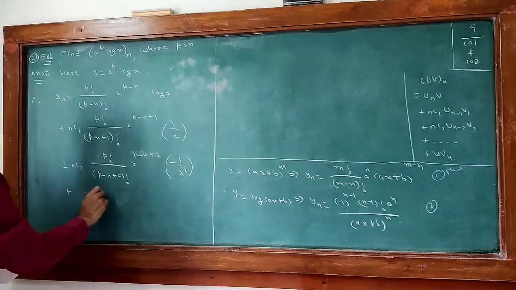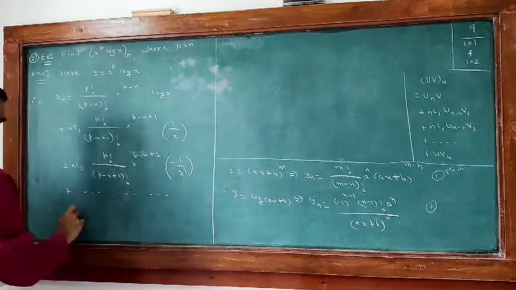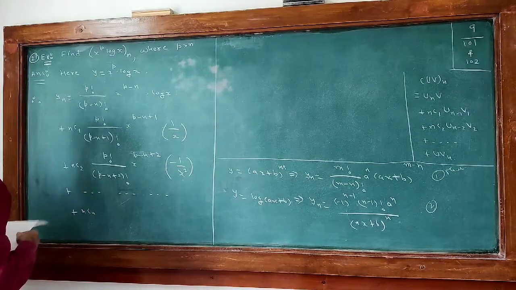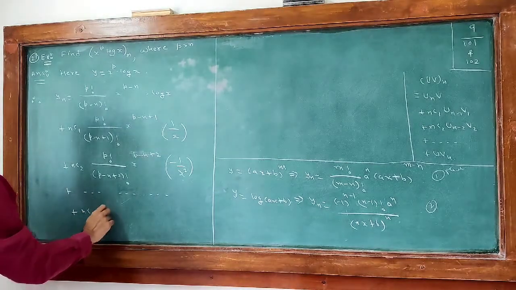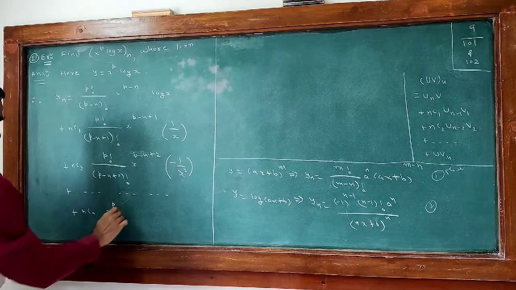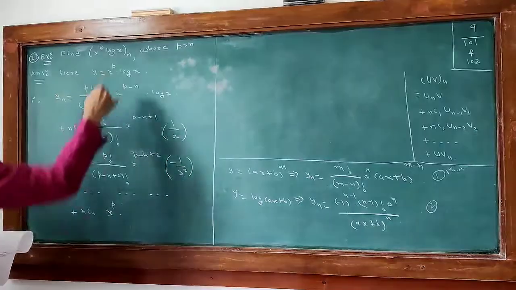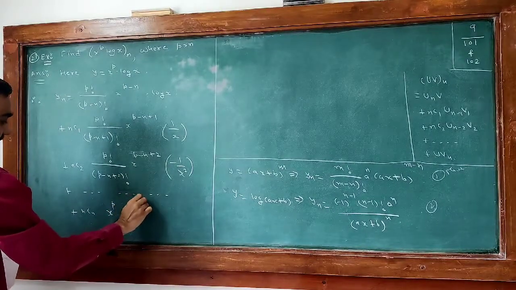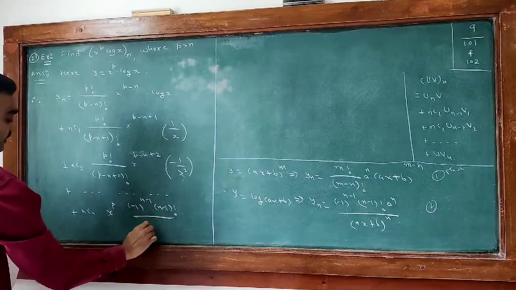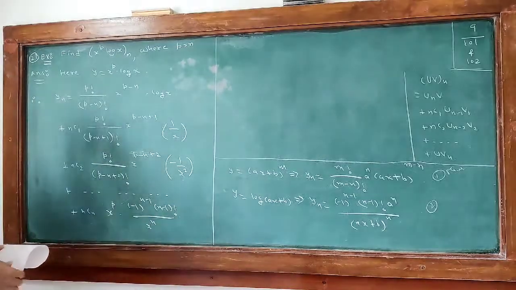Likewise other terms, and the last term is nCn, x raised to p as it is, and the nth derivative of log x is minus 1 raised to n minus 1, n minus 1 factorial upon x raised to n.